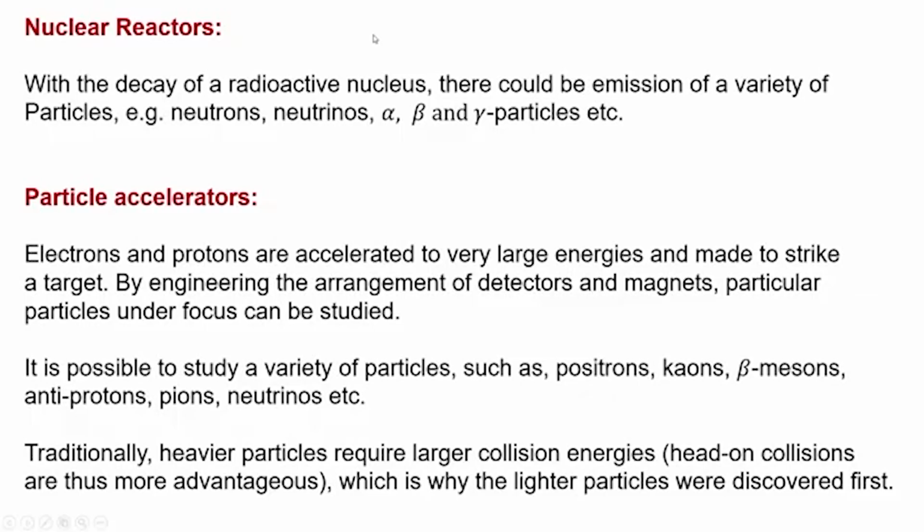The nuclear reactors. With the decay of a radioactive nucleus, there could be emission of a variety of particles, which are neutrons, neutrinos, alpha particles, beta particles, gamma particles. We have seen all of that when we talked about radioactive decay or radioactivity.